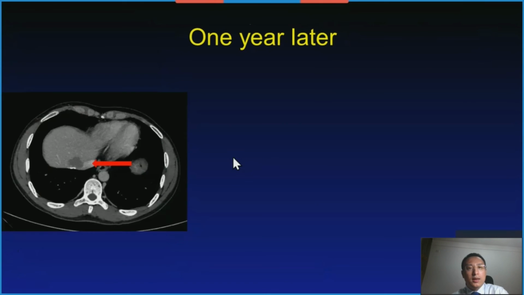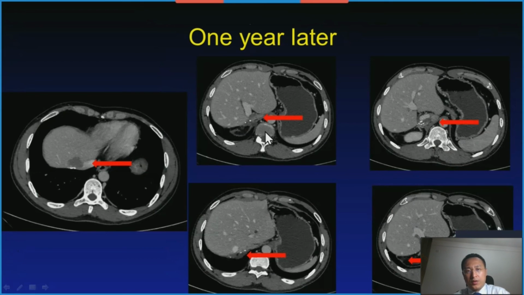AFP is still normal. And 1 year later, the patient had a second recurrence. The new lesion is located in segment 7. And the 3 lesions we ablated are still stable, with no recurrence. So next, the patient took the targeted drug, as systemic therapy.